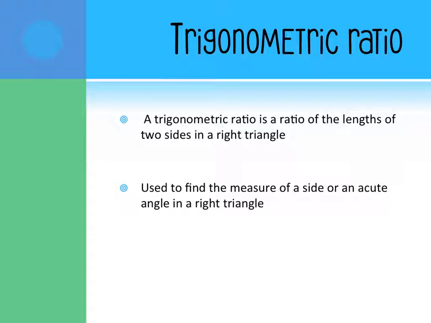So a trigonometric ratio is the ratio of the lengths of two sides in a right triangle. We're going to be using these ratios to find missing sides and missing angles. Okay? And these ratios are only going to be applied to the acute angles. We're not going to be doing them based on the right angle. So only on the two acute angles, and we must have a right triangle to do these.